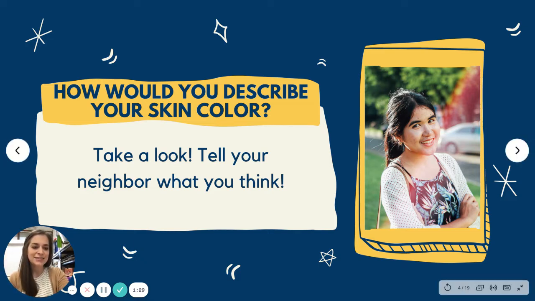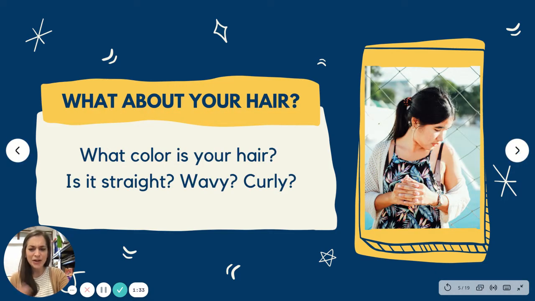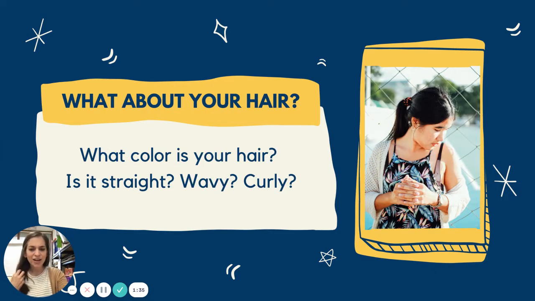And then why don't we go ahead and think about your hair. What color is your hair? Is it straight, wavy, curly? I straightened mine today, so this isn't totally indicative of my natural hair, right? It's probably a little bit more wavy. But yeah, I have generally brown, wavy hair. What about you?